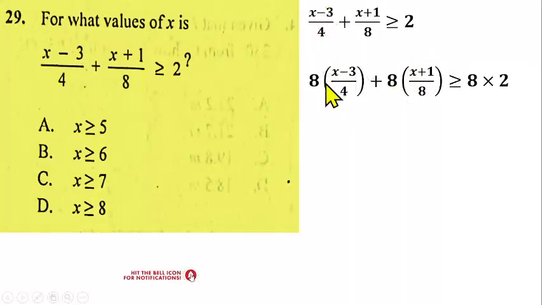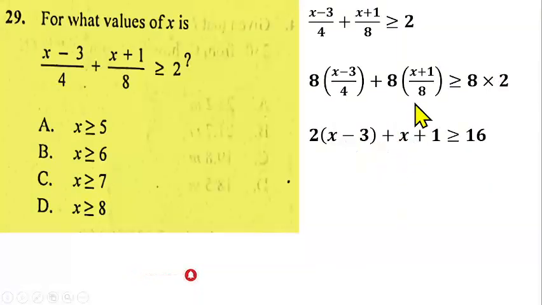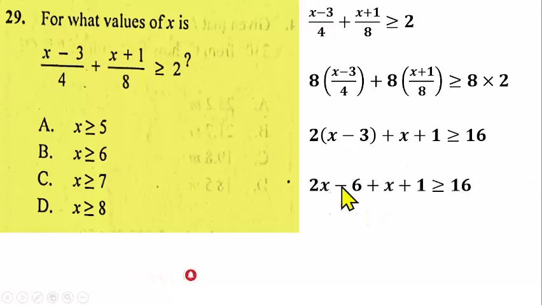Multiply this one by 8, multiply this one by 8, then multiply this by 8 as well. 4 into 8 gives us 2, so we have 2 into s minus 3, plus 8 into 8 gives us 1, so we have 1 times s plus 1, that gives us s plus 1, greater than or equal to 16. You can open the bracket here. We have 2s minus 6 plus s plus 1 is greater than or equal to 16. Then collect like terms here.